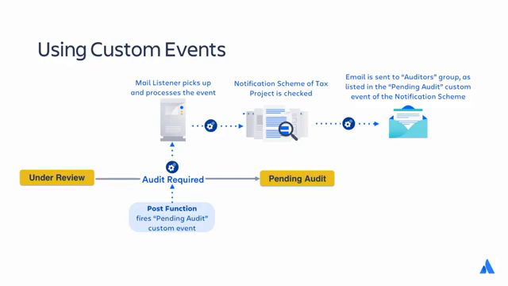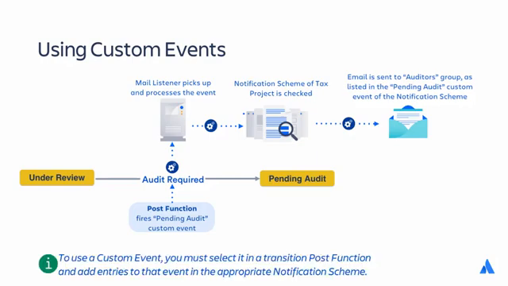Before sending the email, Jira must also check the permission scheme and the issue security scheme associated with the project to make sure that the auditors group do actually have permissions to view the issue. So in summary, to use custom events, Jira administrators must first create the event, and then the event can be selected by editing the last post function of a transition. And recipients of that custom event should be entered into the project's notification scheme.